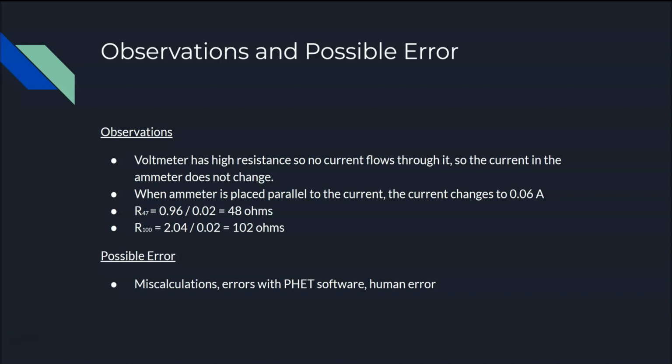When the ammeter is placed parallel to the current changes to about 0.06 amps. I found that the R47 resistor has a resistance of 48 ohms and the R100 resistor has a resistance of 102 ohms. Some possible errors include miscalculations, errors with the PhET software, as well as human error.